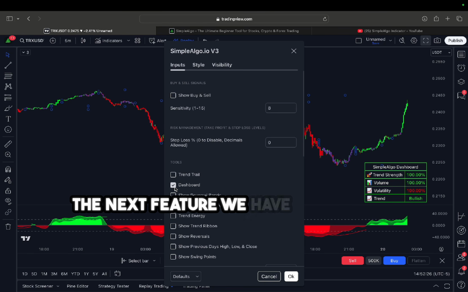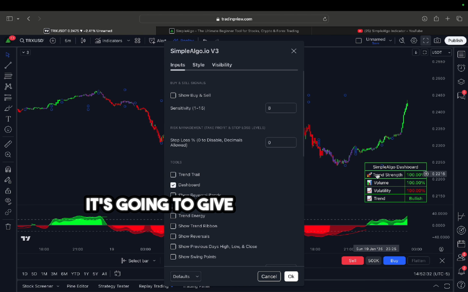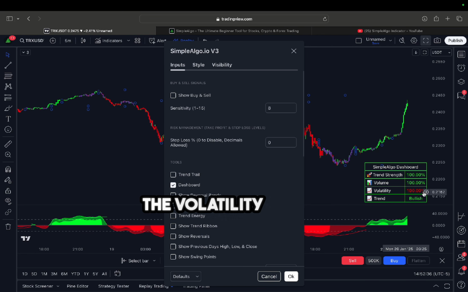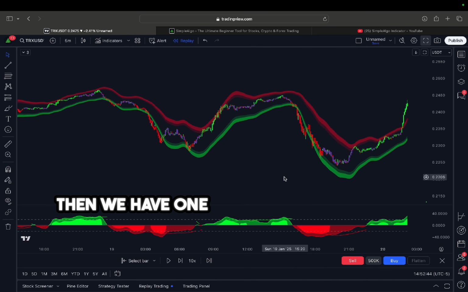The next feature we have here is pretty simple. We have the SimpleAlgo dashboard. It's going to give you some basic information, the trend strength, the volume, the volatility, and the overall direction of the trend.